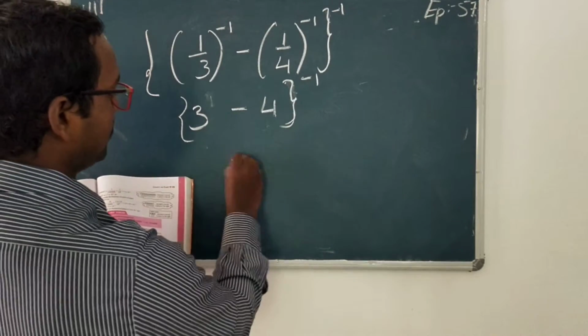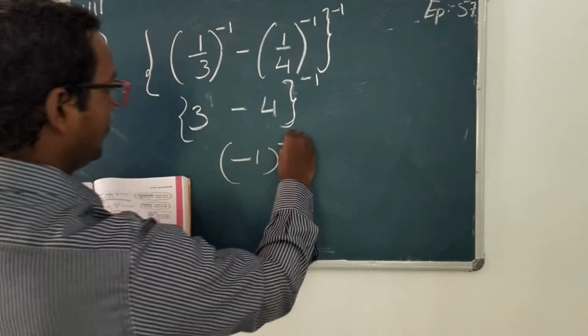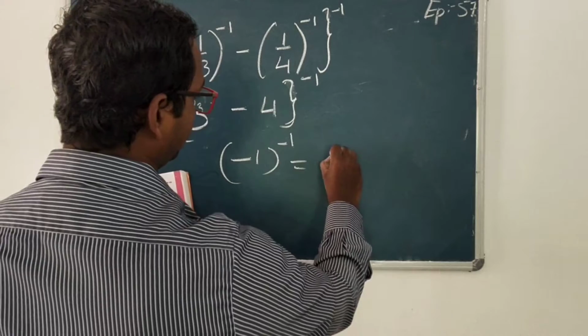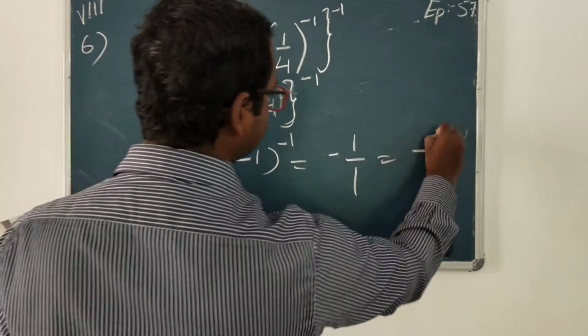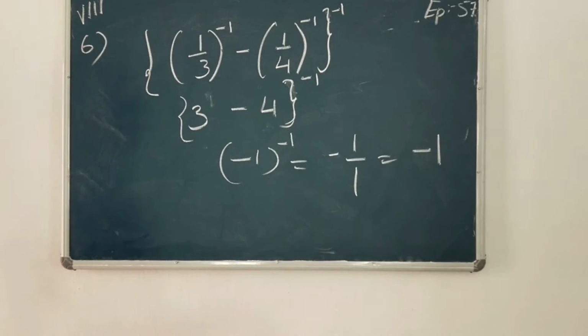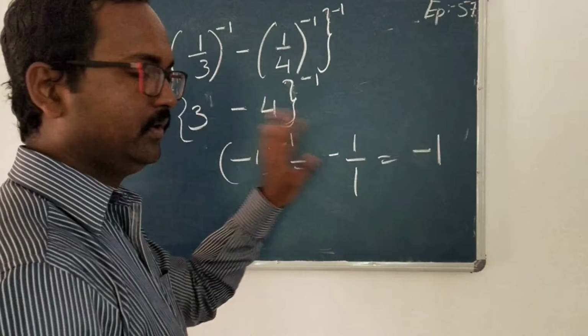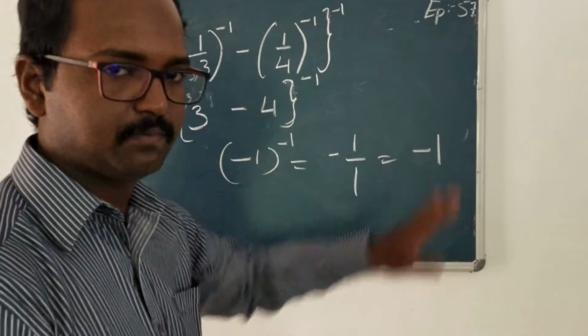3 minus 4 is minus 1, to the power minus 1. The answer is minus 1 by 1. So the final answer is minus 1. Okay, so if you take the reciprocal of minus 1, it is still going to be minus 1 by 1, and finally minus 1 by 1 can be written as minus 1.